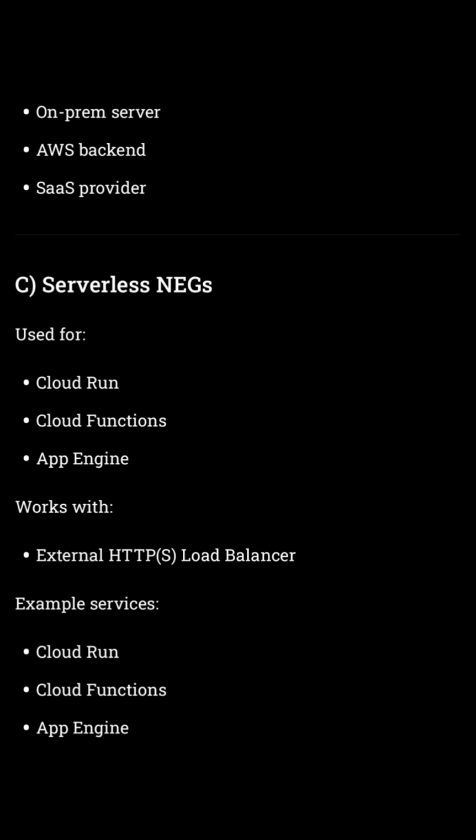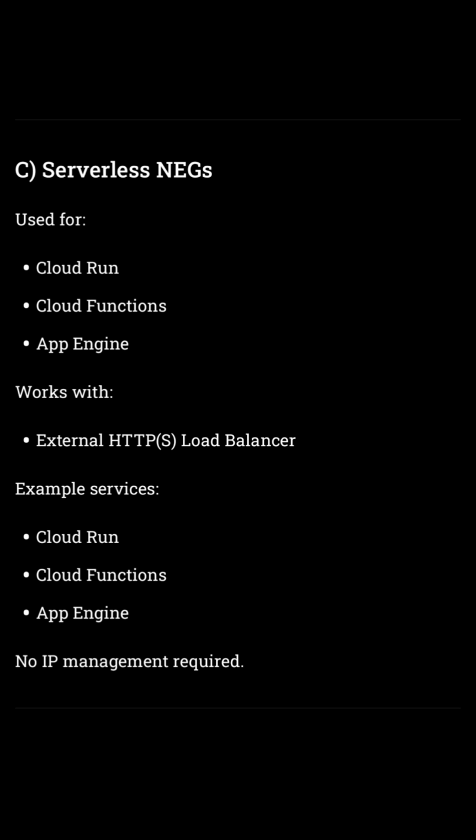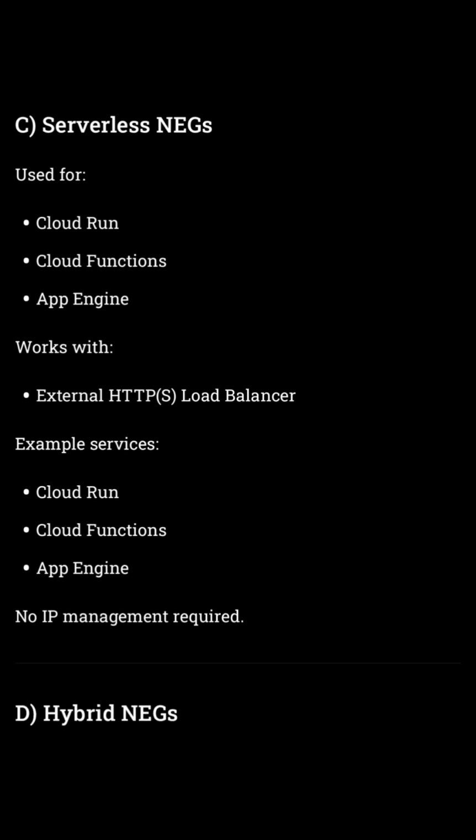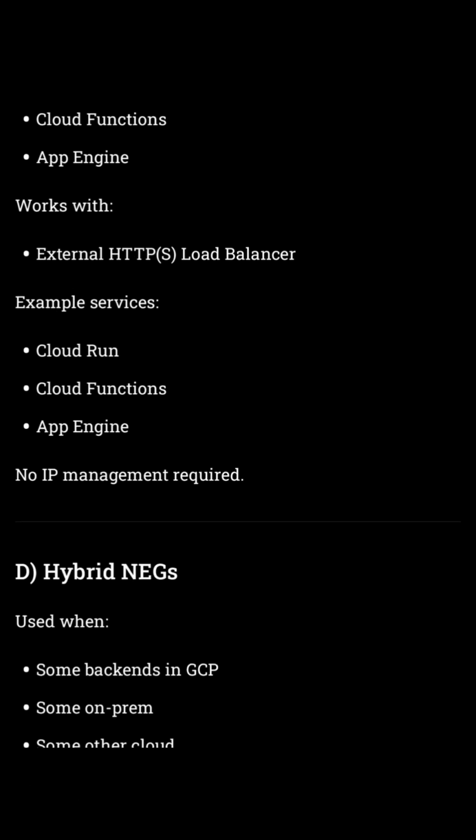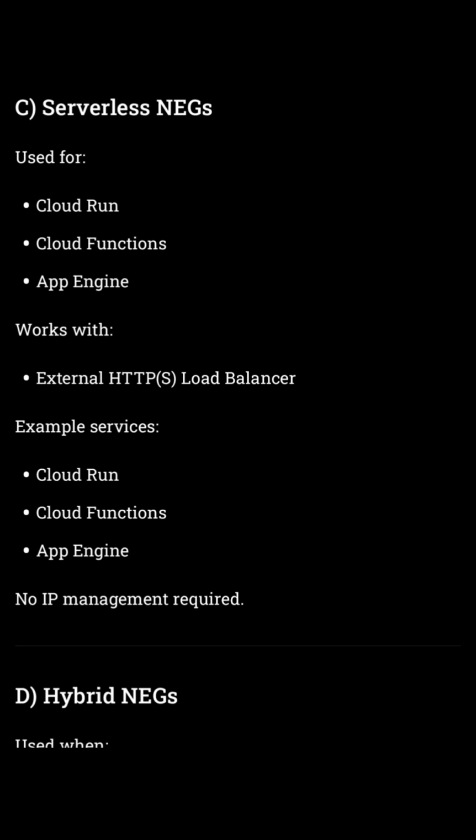Then there is a third type of NEG, which is called the serverless NEG, used for Cloud Run, Cloud Functions or App Engine, and it works with the external application load balancer like the HTTPS load balancer. Example services are Cloud Run, Cloud Functions, and App Engine. Here we do not require any API management because this is serverless, a platform as a service. So obviously the networking is taken care of by the cloud provider itself.